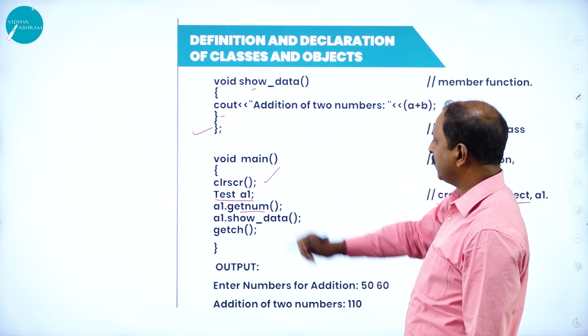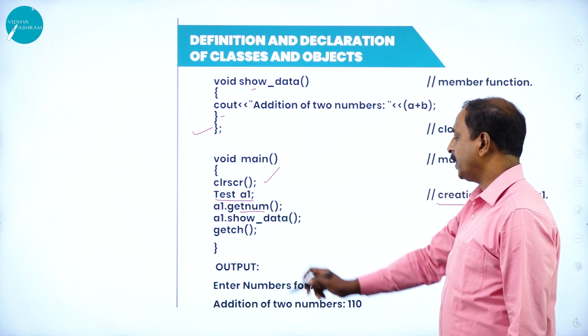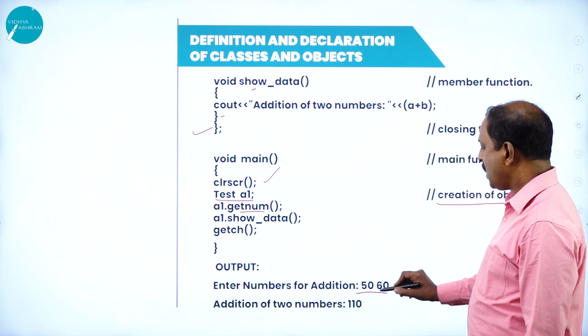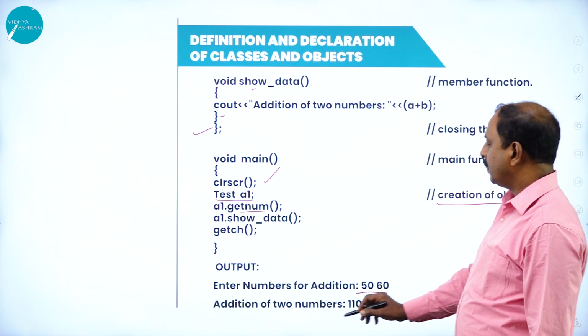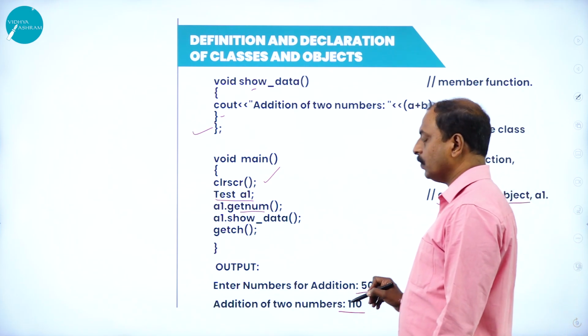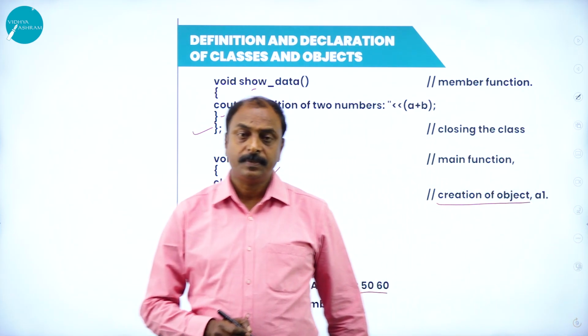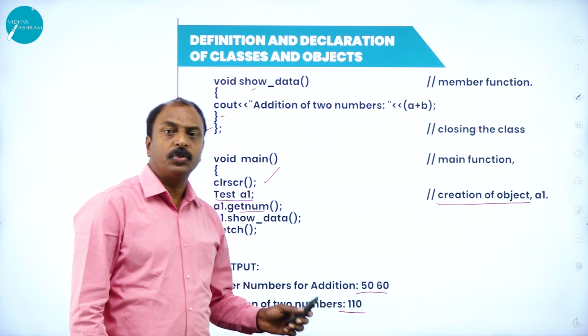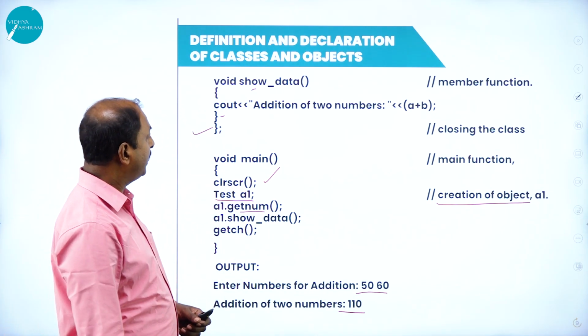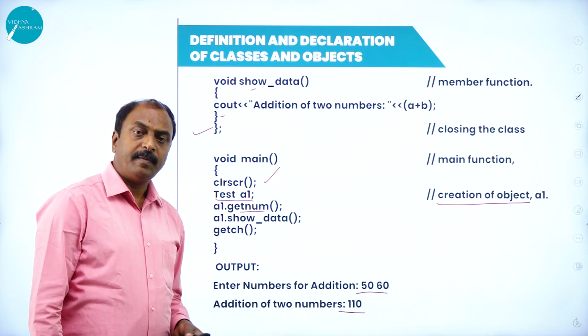Now when you run the program, accordingly we are supposed to enter two numbers, A and B: 50 space 60. Then the result will be the addition of the two numbers, which is 110. So this is a simple program to show how to declare a class definition and member data and member functions.